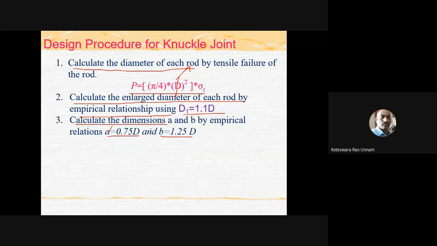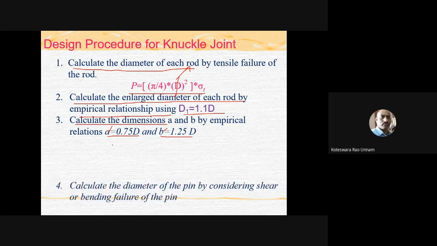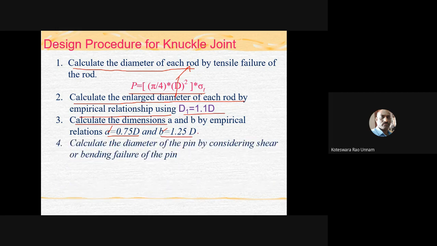Once you use these empirical relations, then by using these dimensions, you need to check for those failures. Whatever failure criteria we discussed, that is tensile failure as well as shear failure, you need to check for those two failures, whether with these dimensions of A and B it is safe or not. So you need to check that. Then only you can finalize that these dimensions A and B are correct.